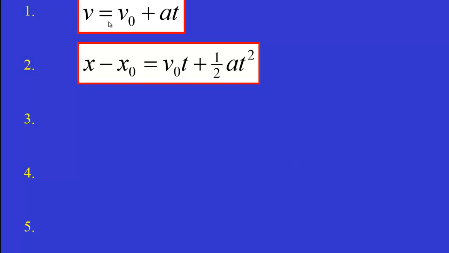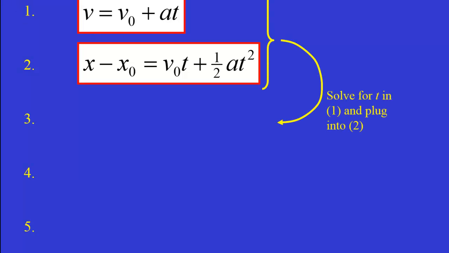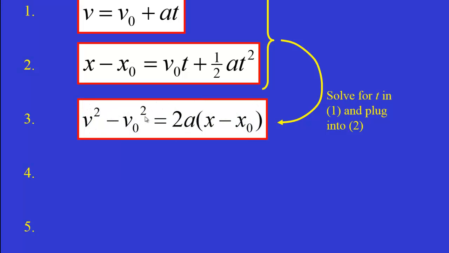So equations 1 and 2 are the ones that we've just derived using simple calculus. And what happens is we can combine these two equations in several ways to get 3 more auxiliary equations. If we take these first two equations, solve for t in the first equation, plug it into the second one, and do a little bit of algebra, we get an equation here that doesn't have time in it. It relates the initial and final velocity, the acceleration, and the initial and final position. That's useful, especially if we study the motion of an object and we don't know anything about the time that's involved.